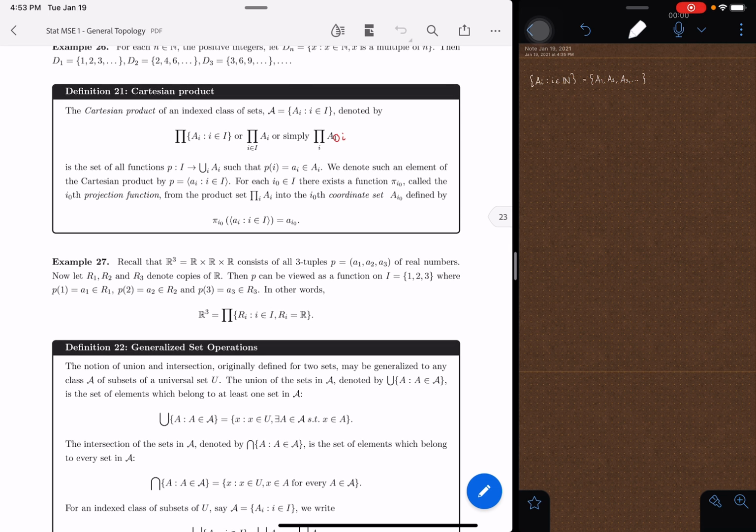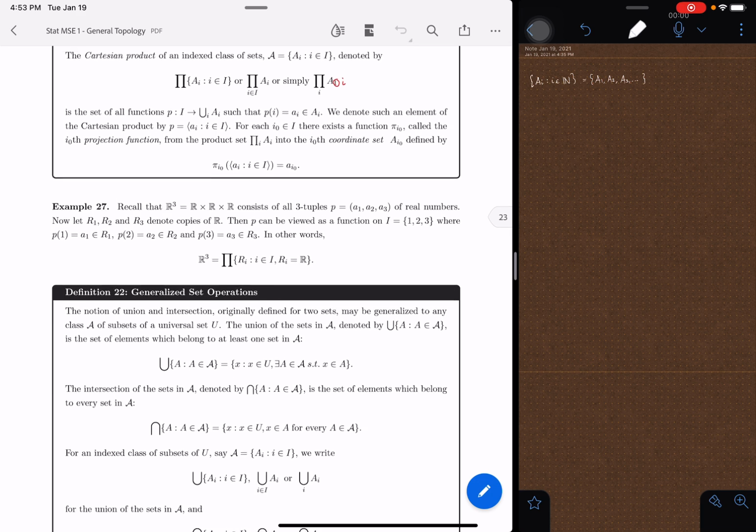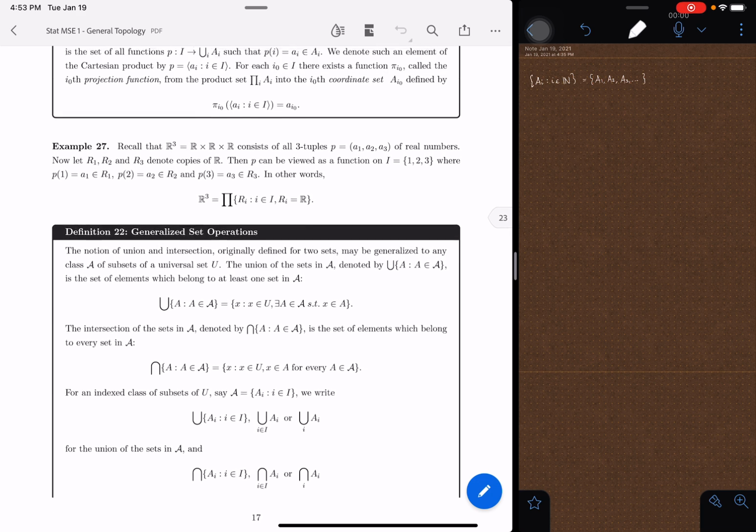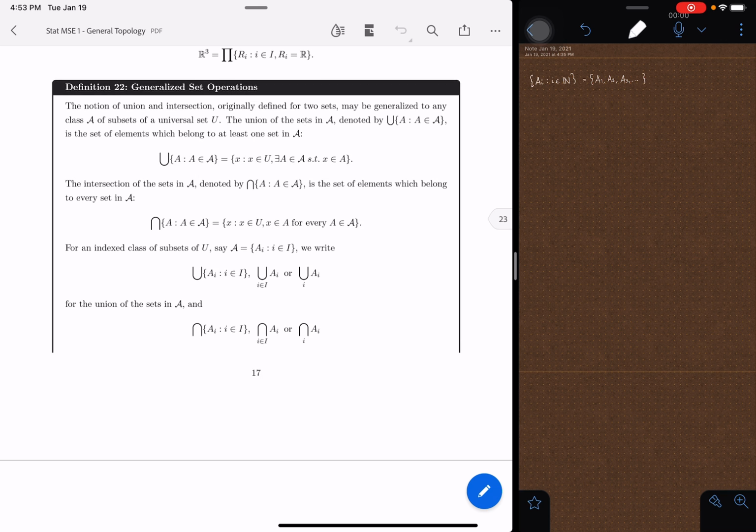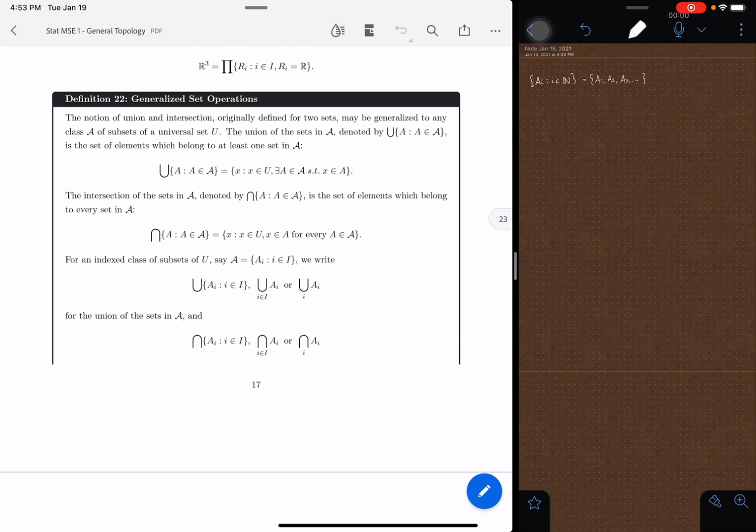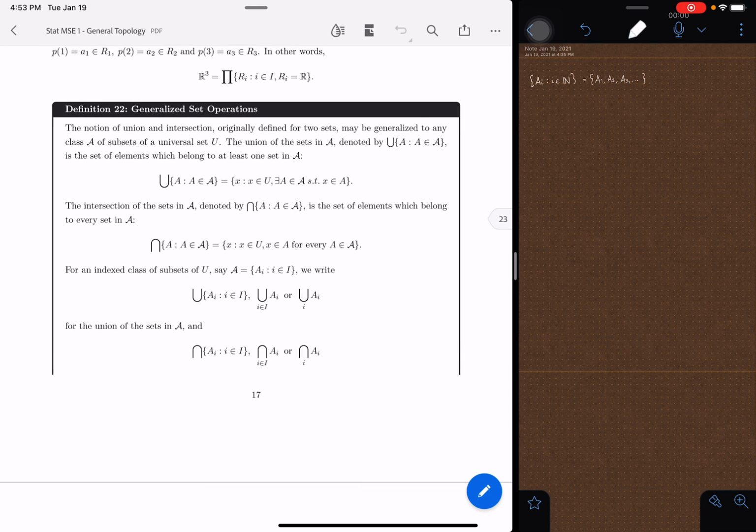Okay, so let us now proceed to the generalized set operations. If you can recall, we discussed set union and set intersection. Let us now go back to those two operations, but this time we will be dealing with an indexed class of sets. Okay, so the definitions are the same.